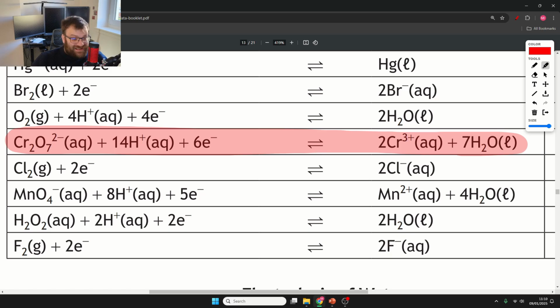This one again is in the data booklet, so you could just use it there. It matches page 13, therefore it is a reduction reaction.